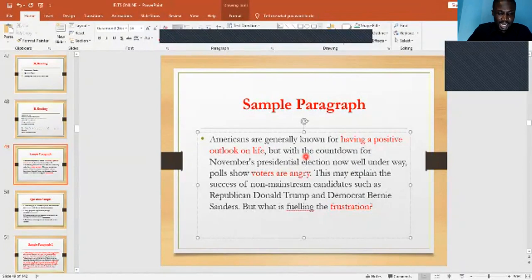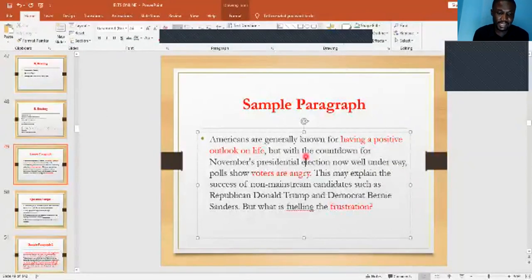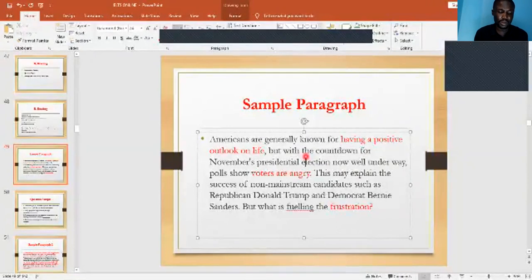Okay, initially they had positive outlook towards life. Now they are hungry, and there is the question, what is causing their frustration? Okay, so this paragraph is about changing Americans' mood. Okay, the key thing that happens there is that the change in their mood has led to the emergence of non-mainstream politicians. And the examples are Donald Trump, Bernie Sanders.